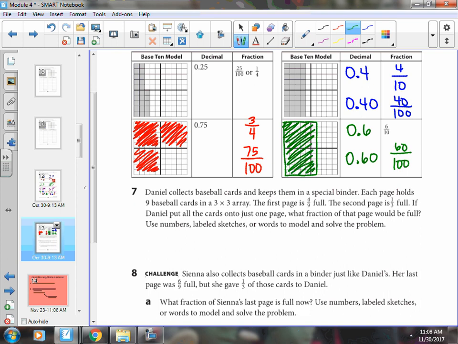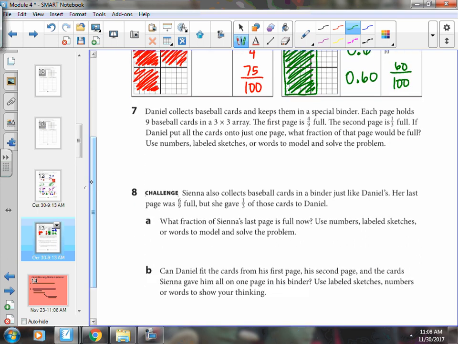Okay. Number 7 and number 8. There's a lot to read. I think drawing pictures is very helpful for 7 and 8. So let's go ahead and look at number 7. Daniel collects baseball cards and keeps them in a special binder. Each page holds 9 baseball cards in a 3x3 array.